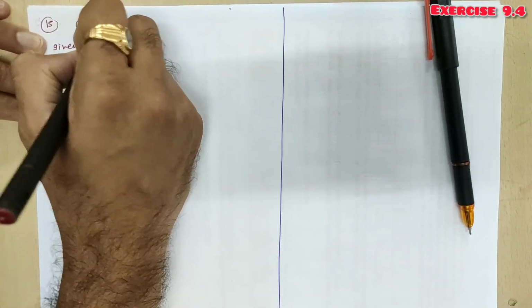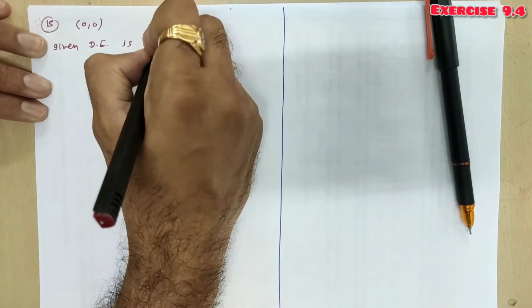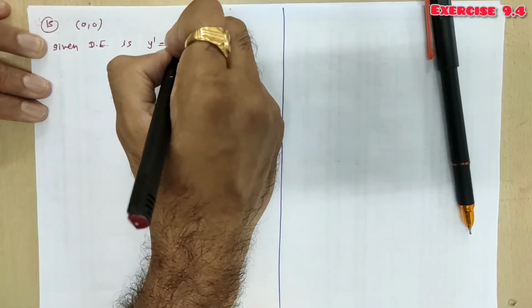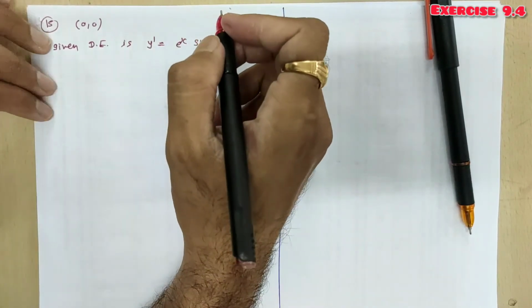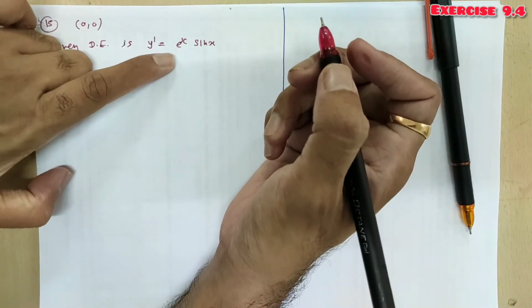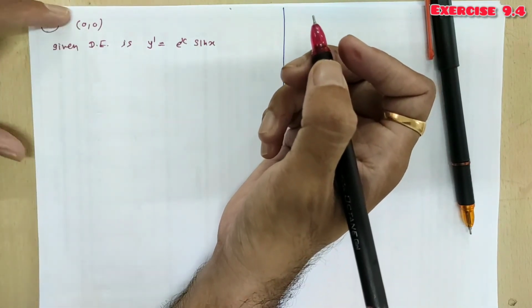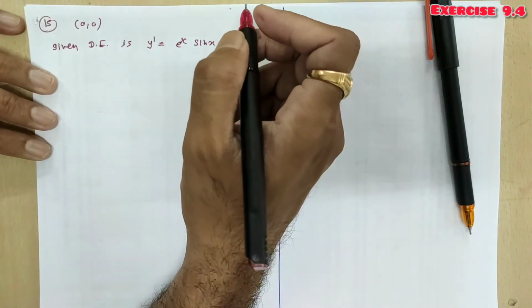Given differential equation is y dash equal to e raised to x sin x. This is the given differential equation. For the curve, the differential equation is y dash equal to e raised to x sin x, and this curve passes through 0, 0. This is the given condition. We have to find the equation. You have to find the particular solution.